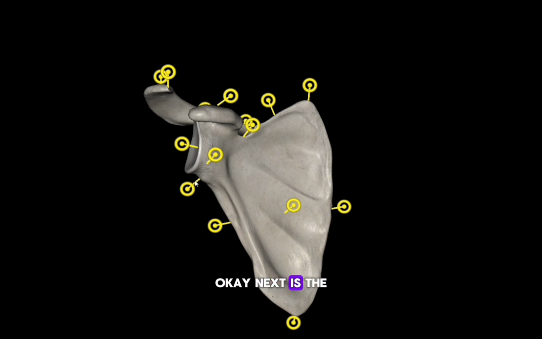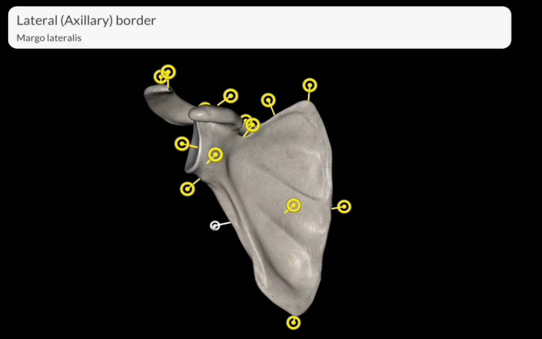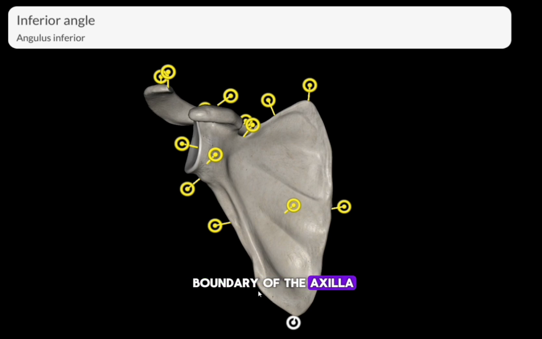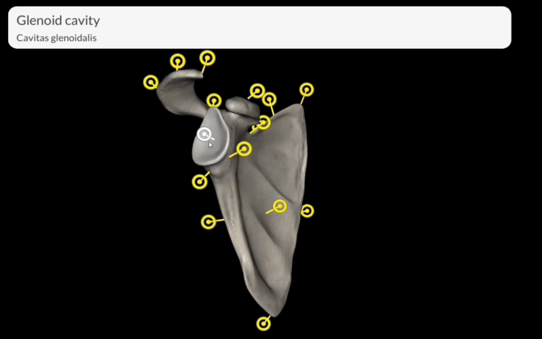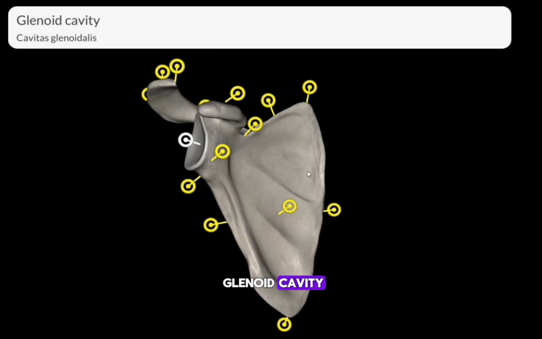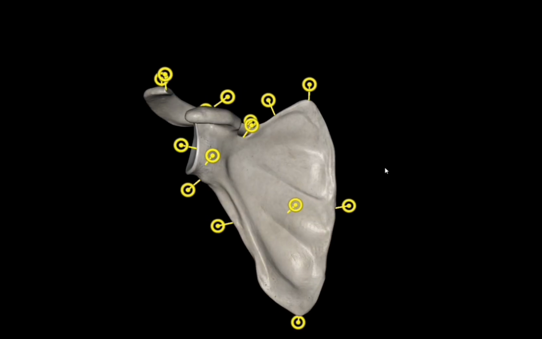Okay, next is the lateral border. This border runs from the inferior angle to the glenoid cavity and forms the posterior boundary of the axilla. This is the inferior angle and this is the glenoid cavity. Now we will talk about the angles.